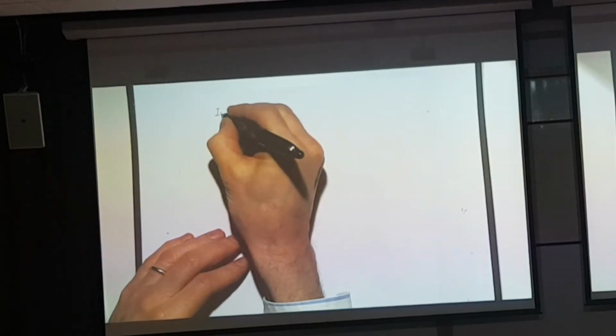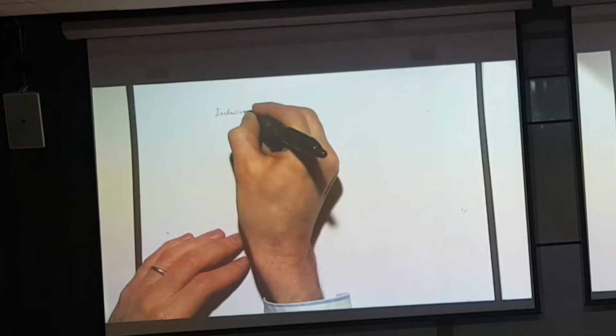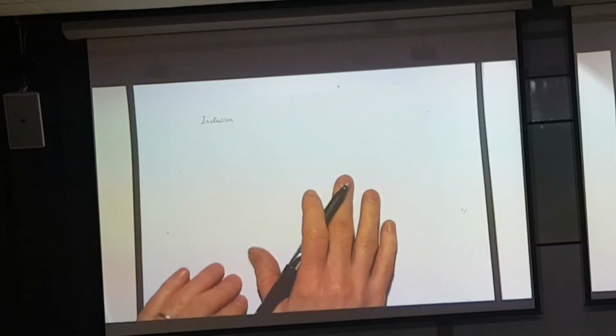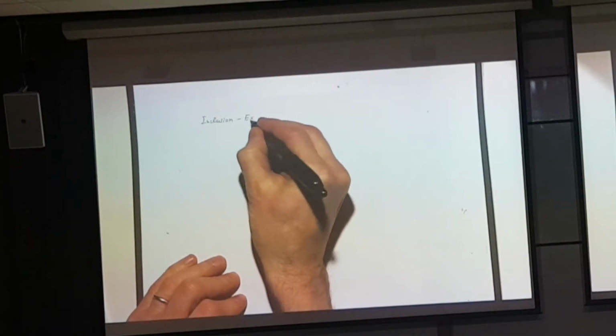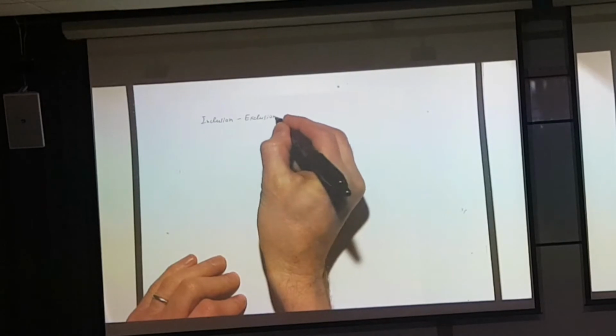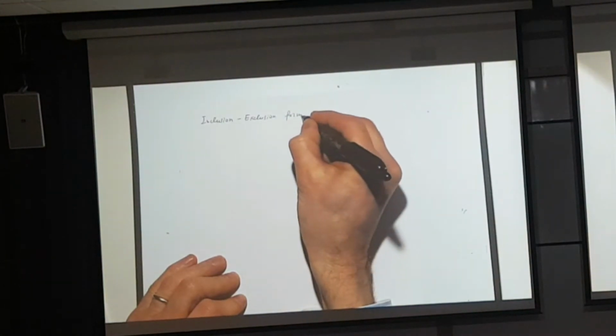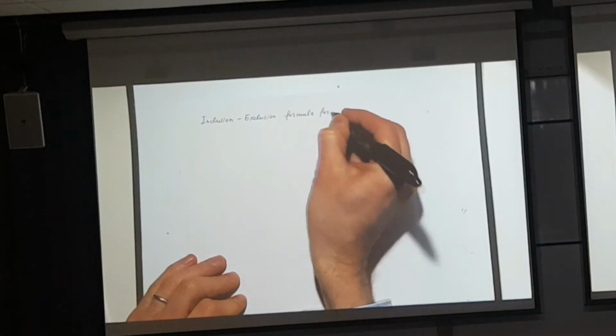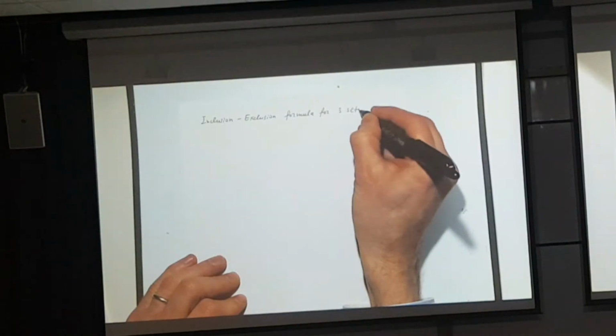We'll first discuss the inclusion-exclusion formula for 3 sets and its applications, and then we'll move on and talk about probability theory. But first, the inclusion-exclusion formula for 3 sets.